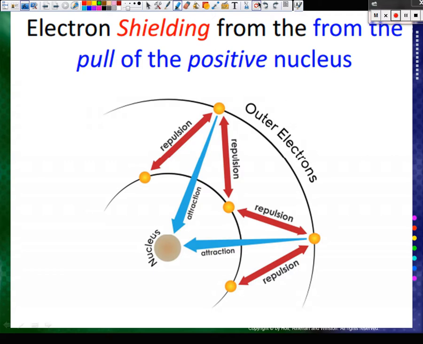So does electron shielding make sense? And I'm trying to make this as simple as possible, and I hope that I am. I'm using as many analogies as I can here. Yes, sir.